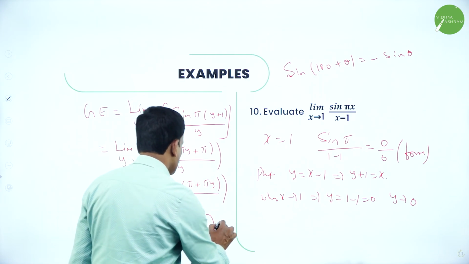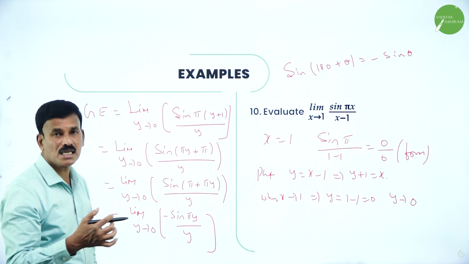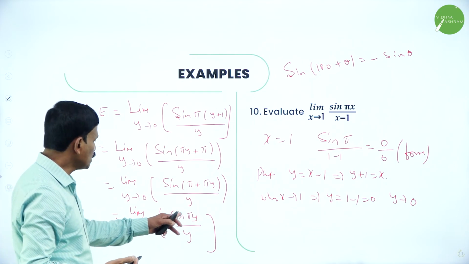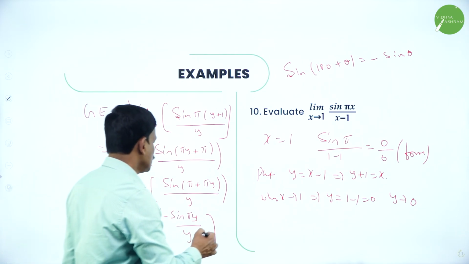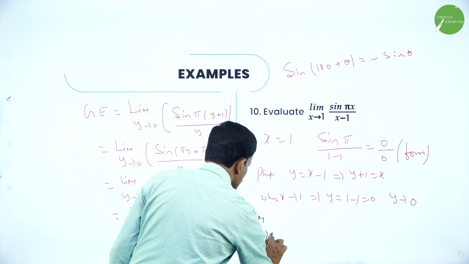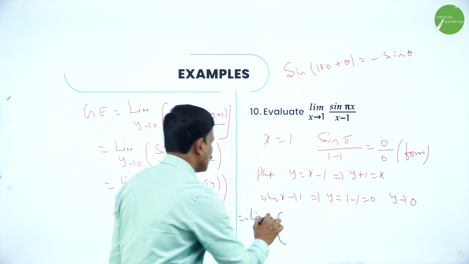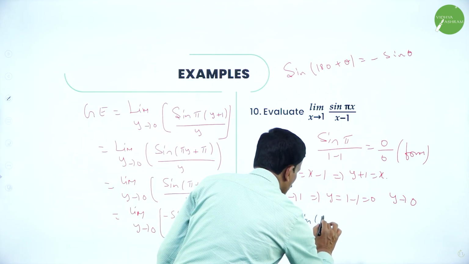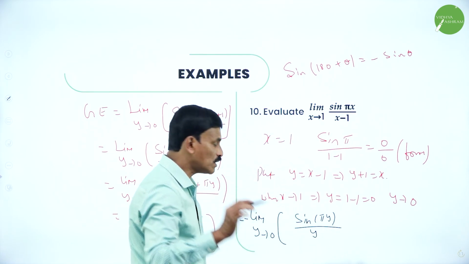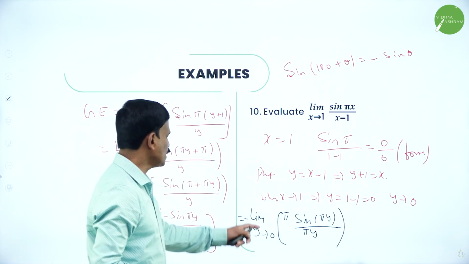For this just multiply and divide by pi, as in the previous problem. If it is 3, we multiplied and divided by 3. Here it is pi, so just multiply and divide by pi. So this can be written as limit y tends to 0 of, taking the negative sign out, minus sine of pi y divided by y. For this just multiply and divide by pi. That's it.